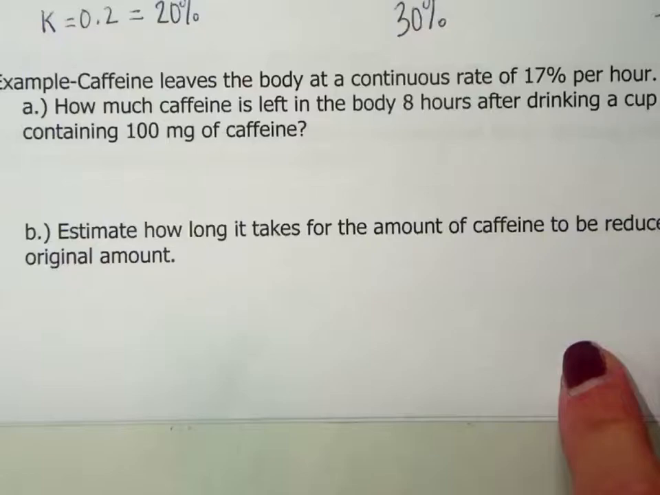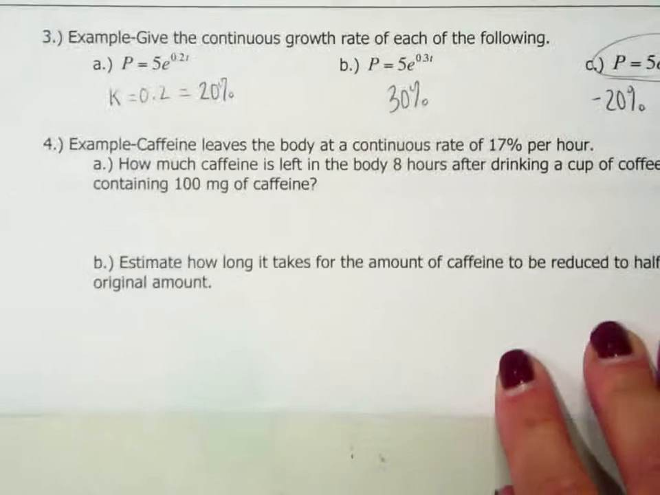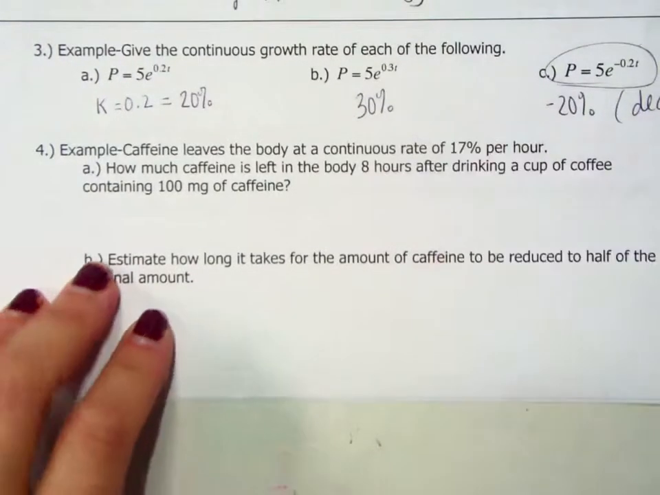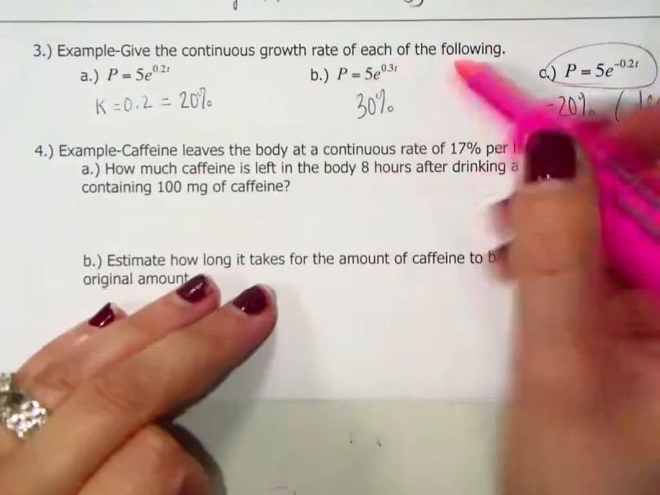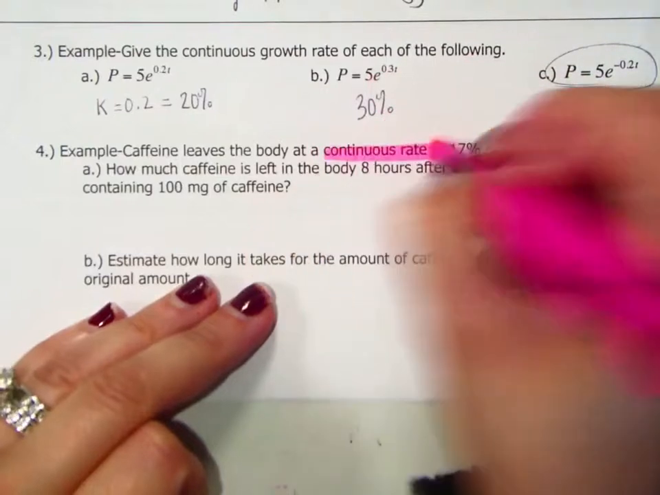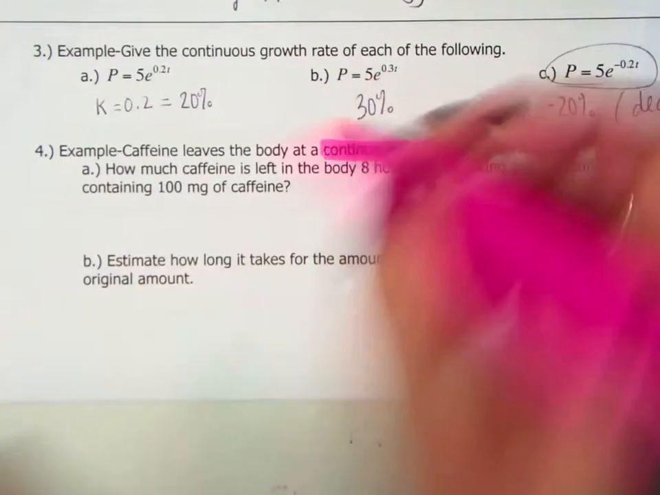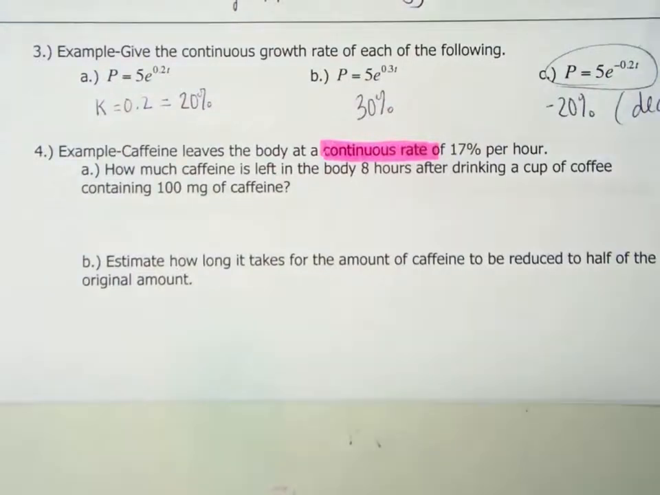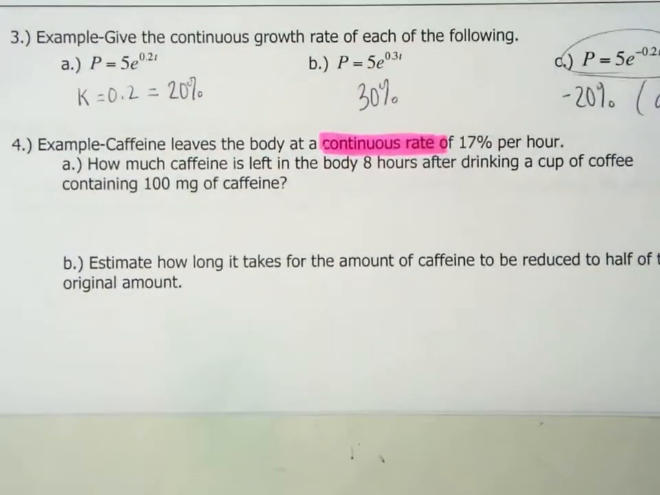All right. Let's go ahead and look at this first problem. It says caffeine leaves the body at a continuous rate. So I'm trying to highlight everywhere we see continuous rate. It's really easy to overlook that, but we need to be really careful that we don't, because it's a completely different type of function that we are going to write when it's a continuous rate, okay?